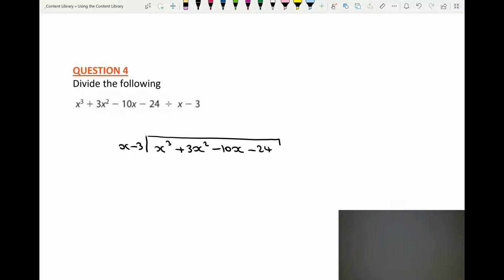Okay, so my first step here is I'm going to divide the x into the x cubed. That's my first step. Now, some people might be able to do this in their head. X goes into x cubed, x squared times.